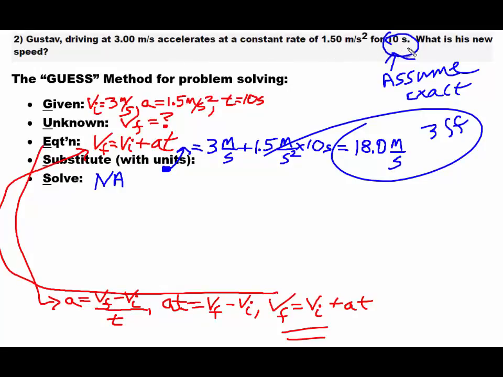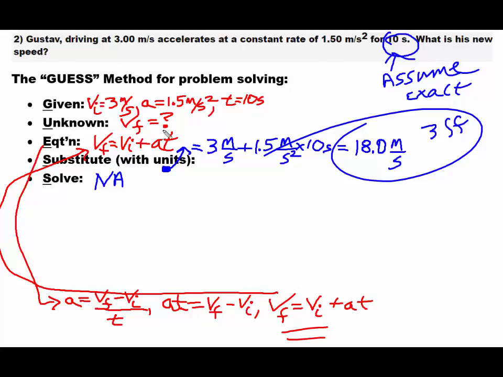Demonstration problem 2. Gustav, driving at 3 meters per second, accelerates at a constant rate of 1.50 meters per second each second for 10 seconds. What is his new speed? Given, the initial velocity is 3 meters per second. The acceleration is 1.5 meters per second each second. The time is 10 seconds. The unknown, it asks for his new speed, which is the magnitude of the final velocity.